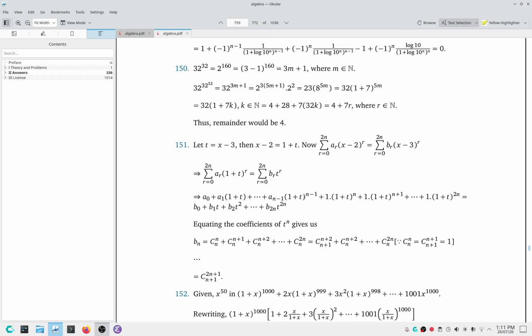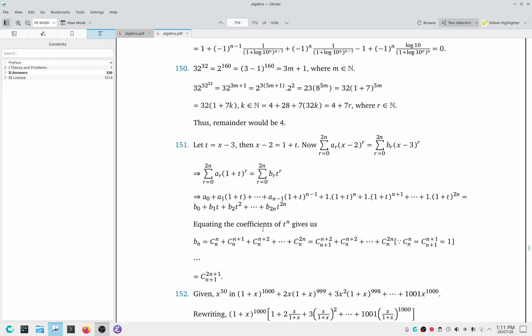Now it is given that when r is greater than or equal to n, a_r becomes 1. So it follows that 1 times (1 plus t) to the power n plus 1 times (1 plus t) to the power n plus 1, up to (1 plus t) to the power 2n, is equal to b0 plus b1 t plus b2 t squared up to b_2n t to the power 2n.